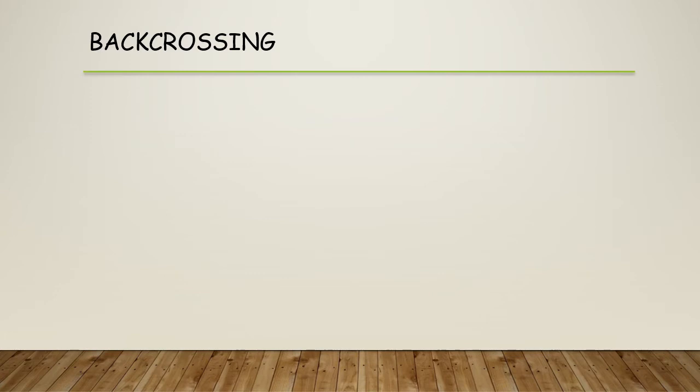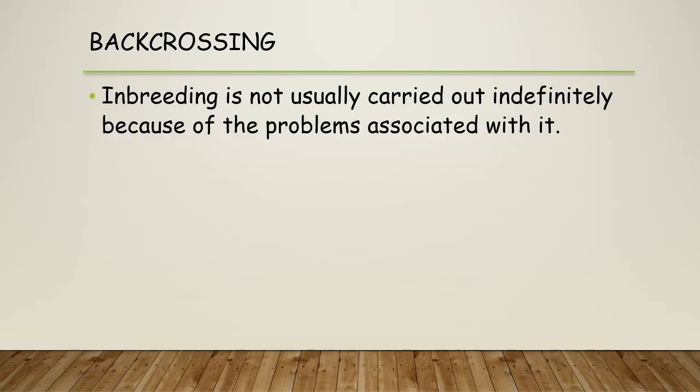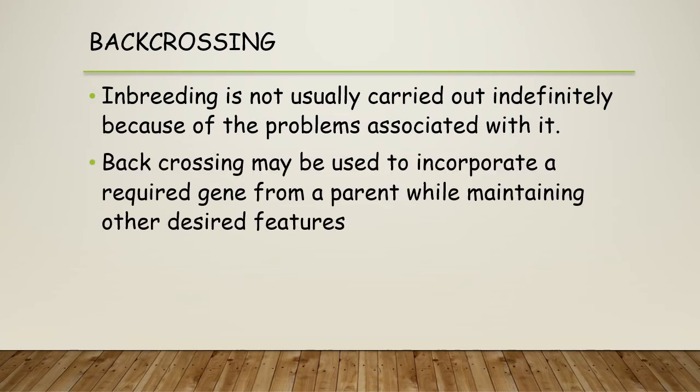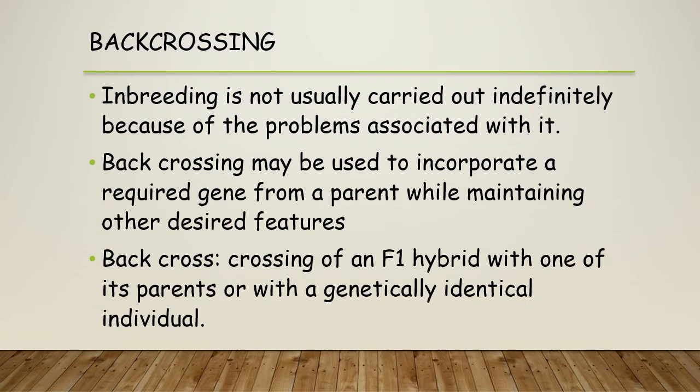So backcross might be an example of this outbreeding opportunity. Inbreeding can't be done indefinitely because of the problems associated with it. So you might do this backcrossing to incorporate an acquired gene from a parent while maintaining some other desired features. And that is crossing an F1 hybrid with one of its parents or with a genetically identical individual. And we'll look at F1 hybrids in the next slide.